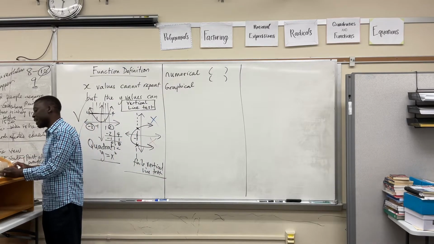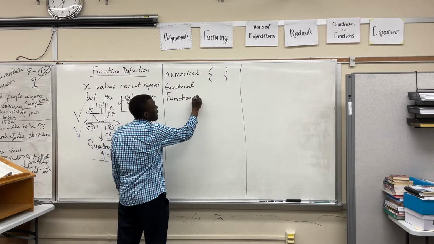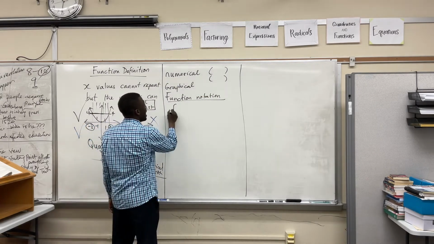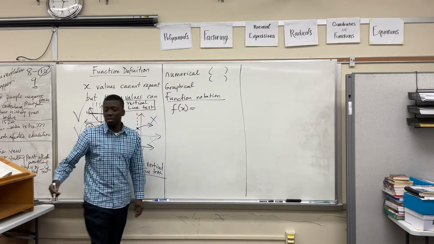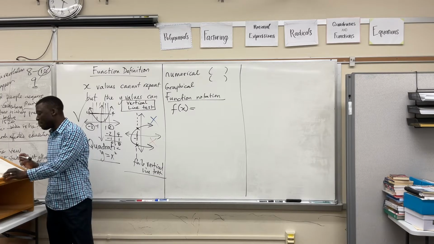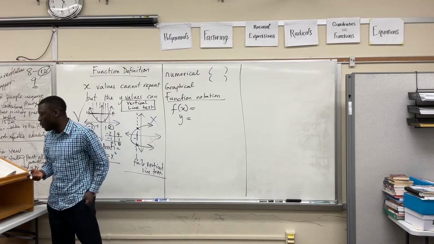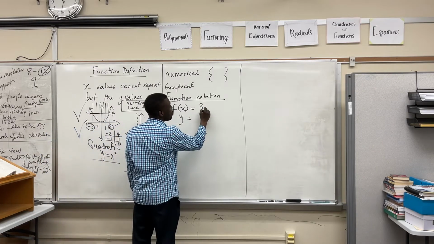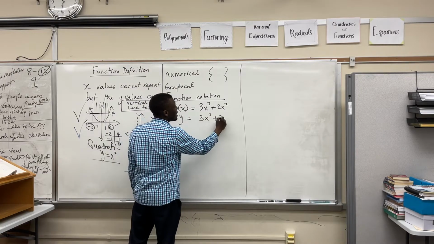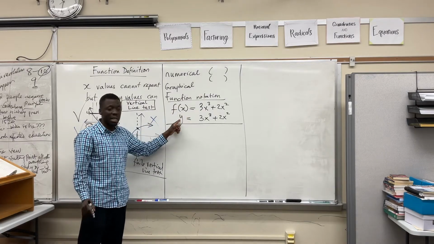The next big thing that your book talks about is function notation. In a lot of my videos, you will notice that I bring up mathematicians a lot. This is a very famous notation we use in math called f of x. Basically it's the same thing as saying y for something. Your book gives you an example. I'm going to give you another example, but let's say they give you 3x cubed plus 2x squared. It's the same thing as that. This one is saying f of x, and this one is saying y.